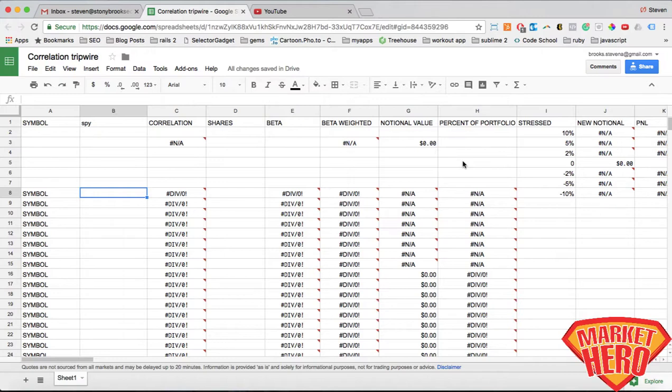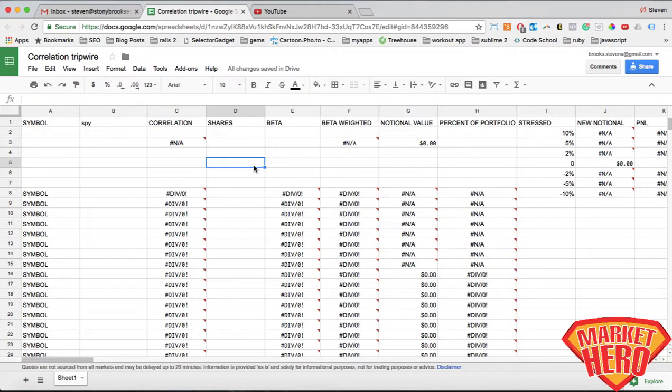So 90% of the information that is easily available to you on the Thinkorswim platform is all here. There's only one difference between this correlation Google Sheet and the TD Ameritrade Thinkorswim platform. I'll get to that in a minute. But let's talk about what this is, because this is yours, right? There's a download link below.